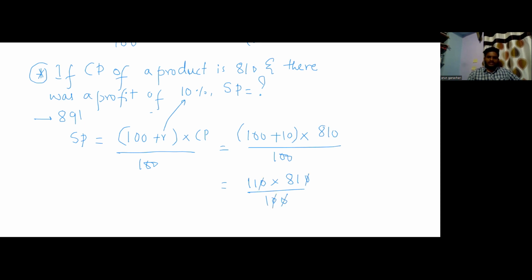What is 81 into 11? 891. Yes or no? Getting this? This is one way of doing it. How can we minimize the effort here?